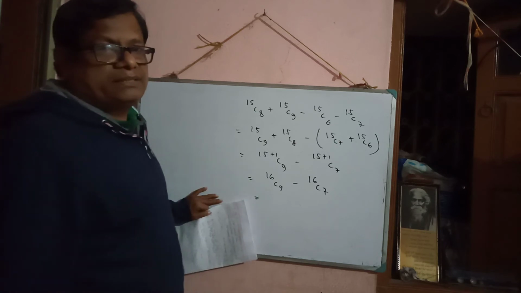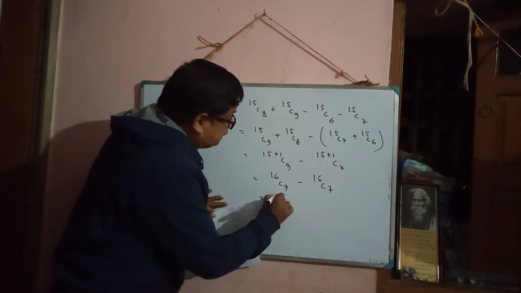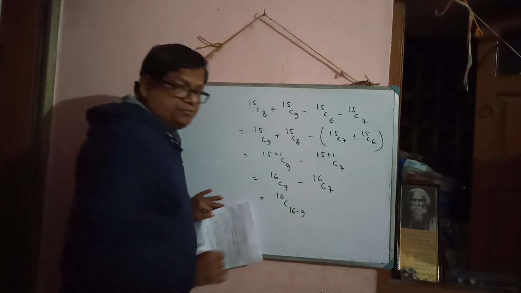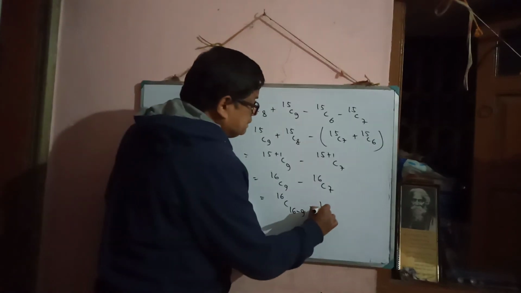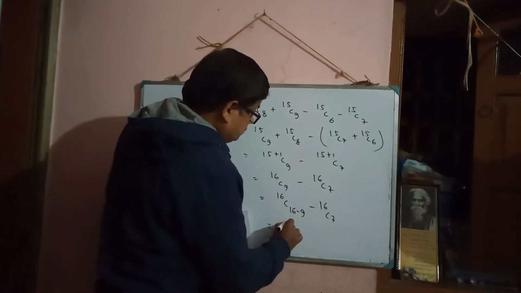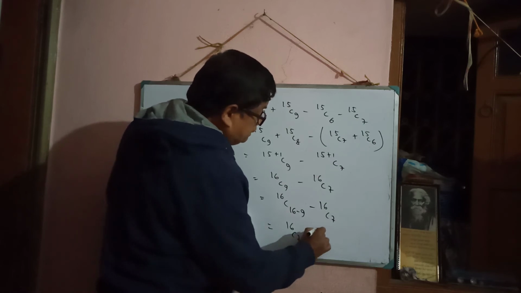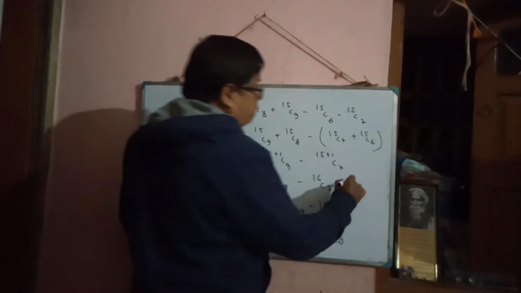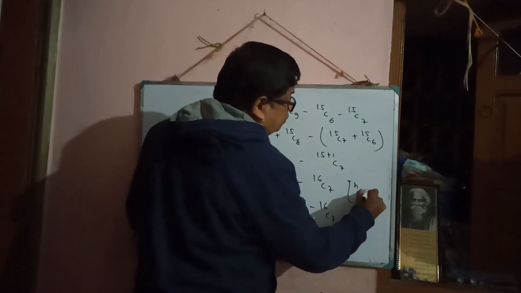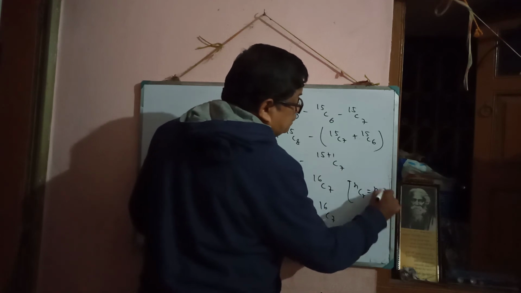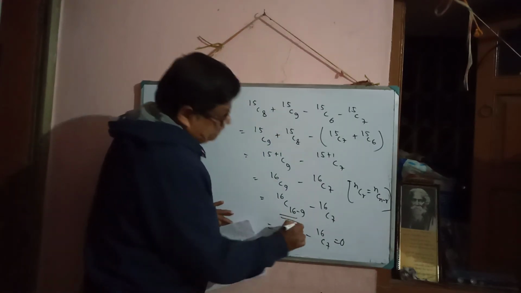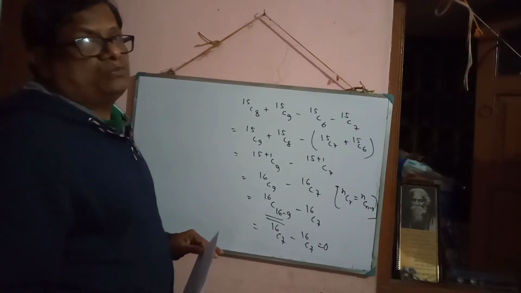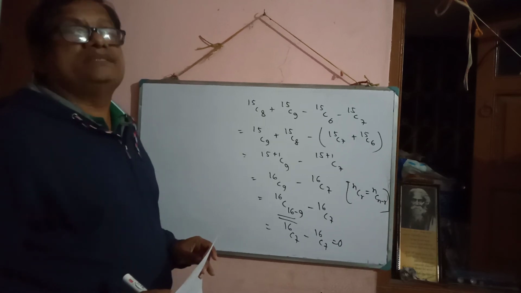Okay. Now NCR equals NC (N minus R). So this part you can write 16C (16 minus 9) minus 16C7. So 16C7 minus 16C7 equal to 0. Just always remember here NCR equal to NC (n minus r). This formula applied here. So this value will be 0.